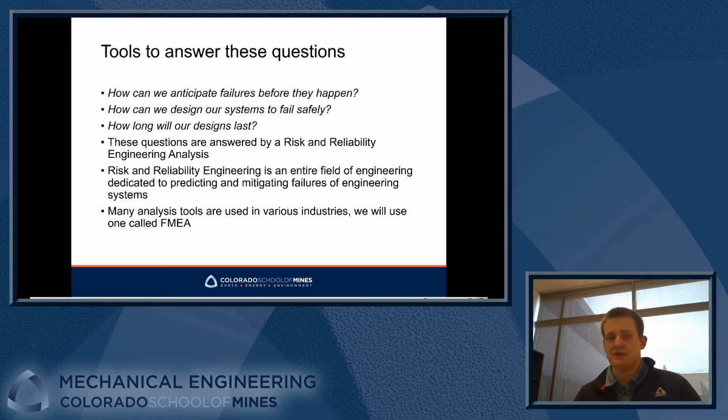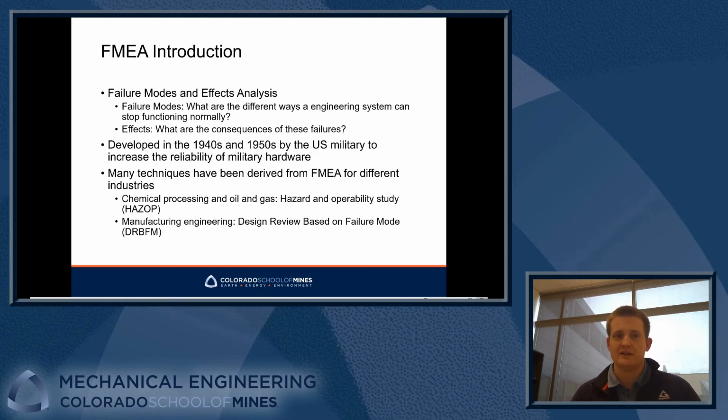or FMEA. All right. So what we're talking about here with FMEA is, let's break the acronym down here. The first part is failure modes. So that is, what are the different ways that an engineering system can stop functioning normally, right? So a failure doesn't necessarily have to be a big catastrophic explosion. It can be, for sure. But in engineering, a failure is just considered some sort of deviation from the normal operation of the system. Okay?